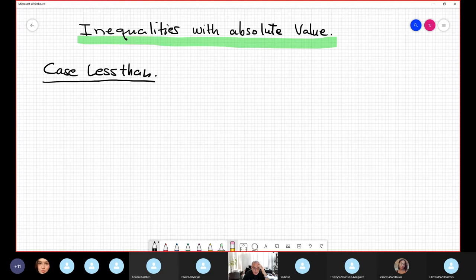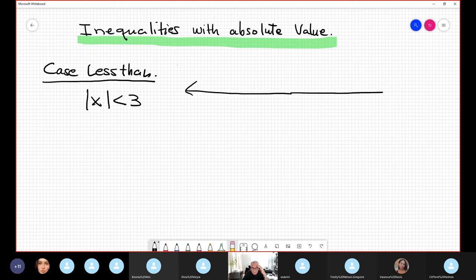Suppose this elementary inequality: absolute value of x less than 3. Let me try to understand the idea graphically. This is my oriented number line. This is 0 in the middle. 1, 2, 3. 1, 2, 3. Remember, the solution for the inequality is an interval. So what is the interval to satisfy this condition? In my opinion, it is this.